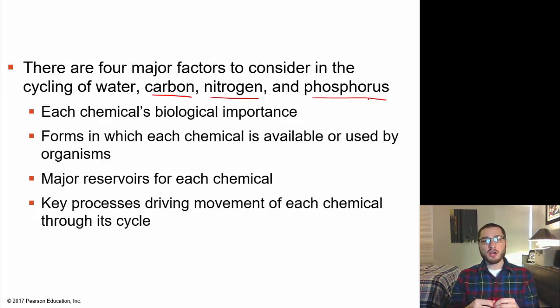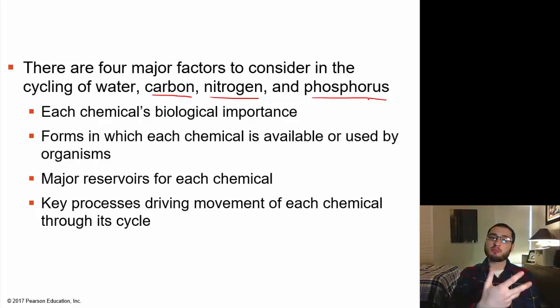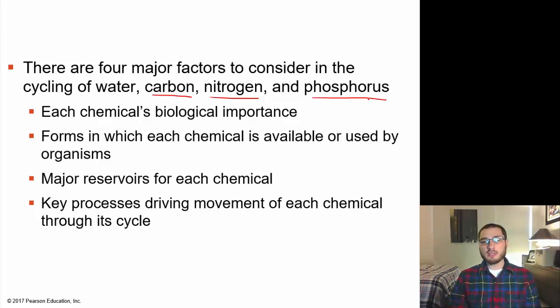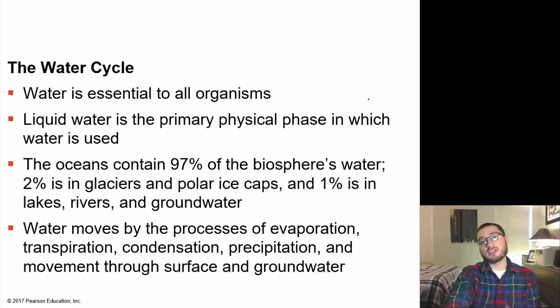So there are major reservoirs for each chemical, places where things kind of hang out, and then you also have areas where those chemicals rapidly move through. So key processes driving movement of each chemical through its cycle are involved, where you're going to have to understand that. So when we look at the water cycle, it's essential to all organisms on this earth.